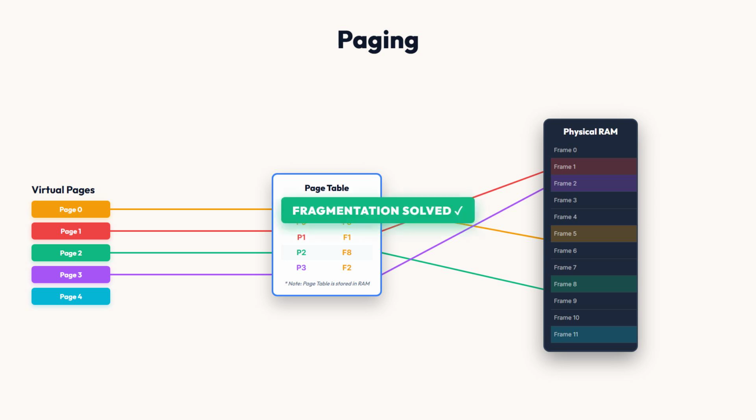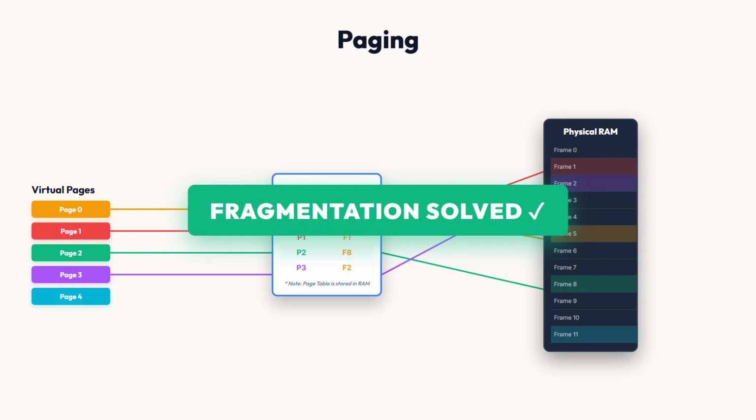This completely killed external fragmentation forever because every single hole in your RAM is now exactly the size of a page. There is no such thing as a gap that is too small. If you have a free frame, you can use it, period.